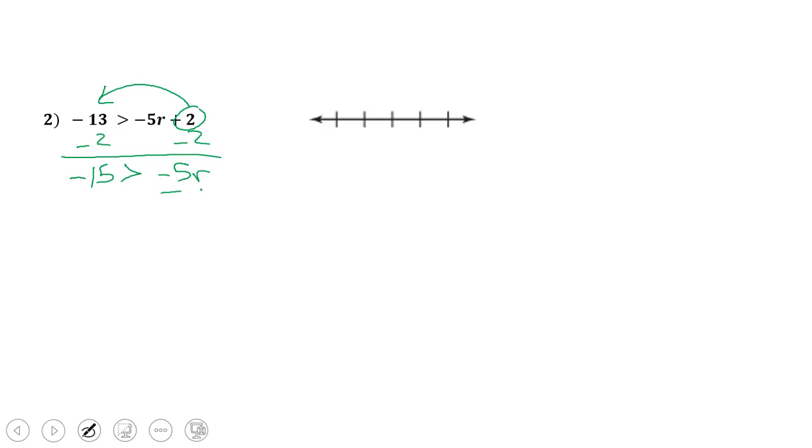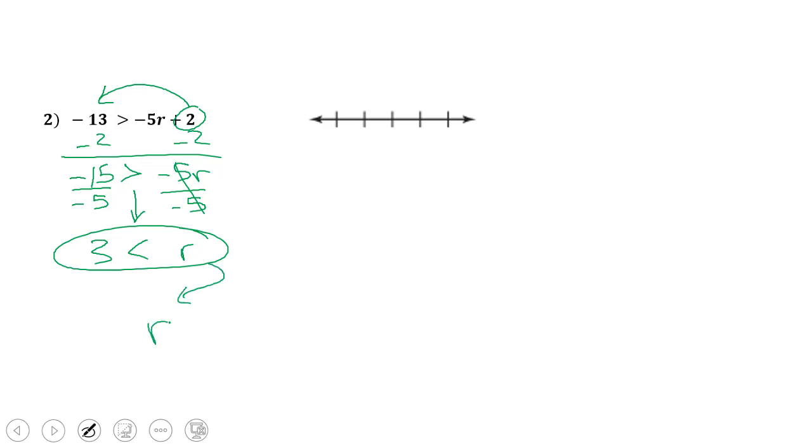Now we have to divide by that negative 5 to isolate the variable and leave us with r. And now, ding, ding, ding, we are dividing by a negative, so we need to reverse that inequality symbol. Then we divide negative 15 by negative 5, and get a positive 3. Can you leave it just like this? You certainly can, but I don't like to. I'm going to rewrite it and say r is greater than 3.